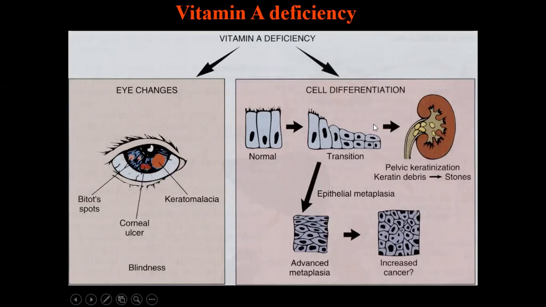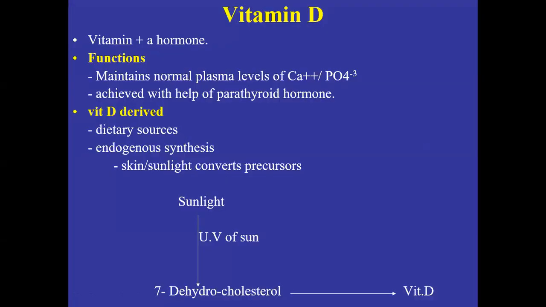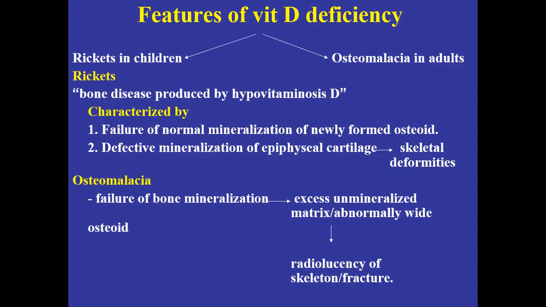وهنا على السيل ديفرنشيشن أيضا يأثر لنا عليها lead to the pelvic keratinization of the kidney. زين, keratin debris and stone formation. فيتامين دي. فيتامين دي الفانكشن مالته maintain normal plasma level of calcium and phosphorus and achieved with help of parathyroid hormone. من يجينا الفيتامين دي؟ من الدايتري سورس والاندوجينوس سينثيسيس. السكن من تتعرض للسن لايت تحول لنا البريكيرسر الموجودة بالسكن عن طريق اليو في اوف ذا سن تحول لنا ال7 دي هيدرو كوليسترول إلى فيتامين دي. هذا السورس مالته. الفيتشر اوف ديفيشنسي يسوي لنا ريكتس بالتشيلدرن واوستيوماليشيا بالادلت.